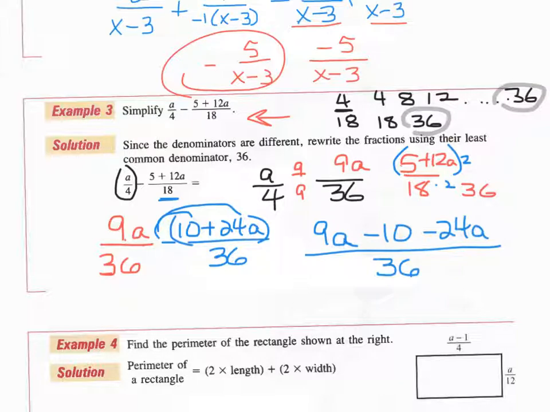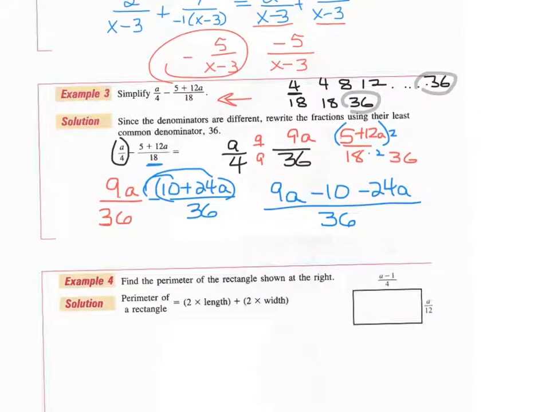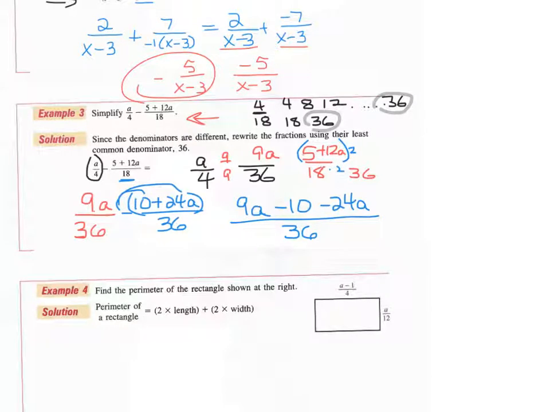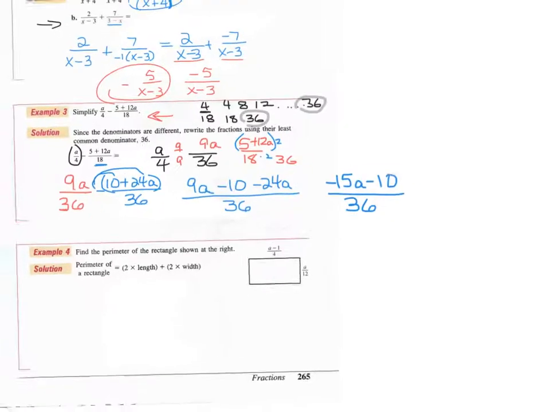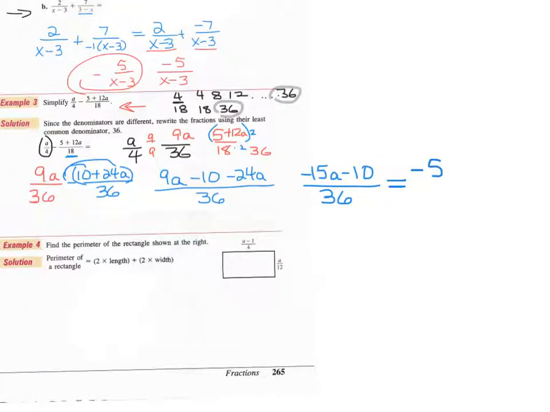Now I can go back and group my like terms. I have two a like terms on the top, so 9a minus 24a, and that's going to give me negative 15a. Nothing to group with the 10, so rewrite it over 36. Now, just like we learned in the other lesson, we need to reduce this. So I can simplify this fraction. I can factor the numerator. I'm going to pull out a negative 5, and then I'm going to be left with 3a plus 2 over 36. And if you want to put the negative sign in front of the fraction, you can.